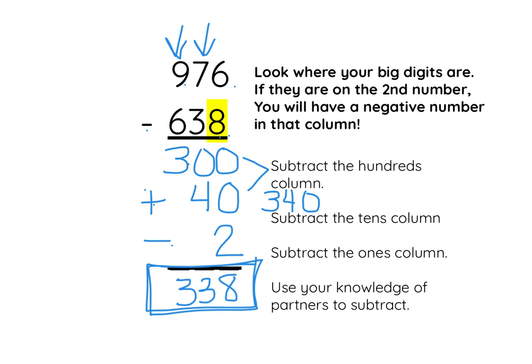Kids, great job on column subtraction using negative numbers. Don't let the negative numbers make you intimidated or a little bit afraid. Just realize you're going below 0, and you can do a break apart to find out how far below your 0. And then use your partners to combine your final answers together. Great job. Keep on practicing.